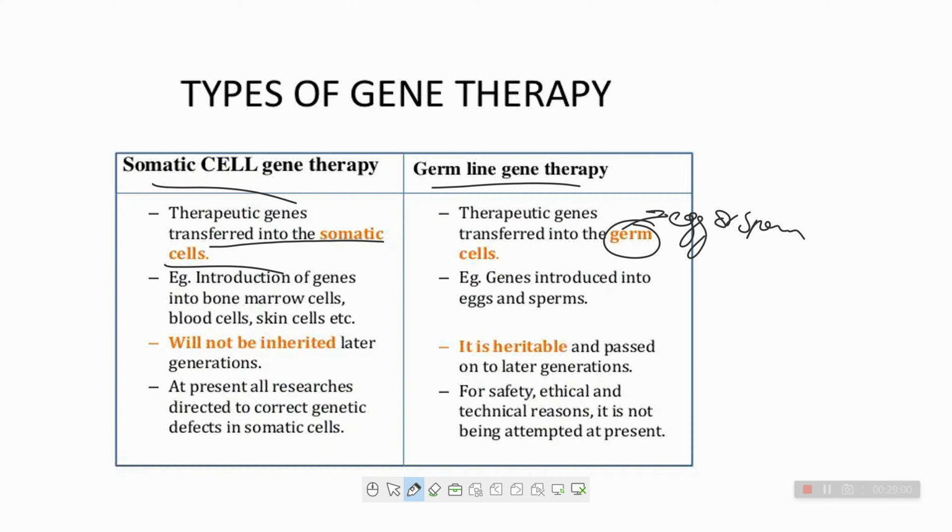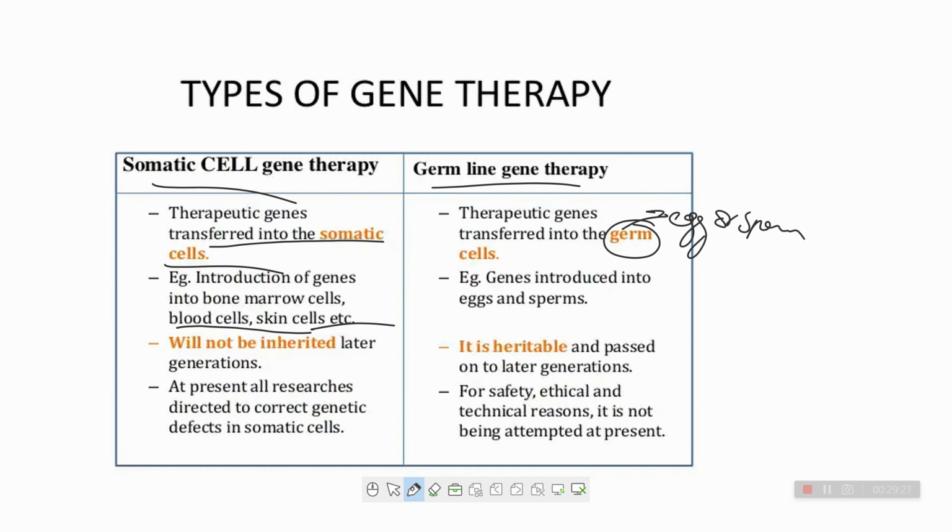Example: introduction of a gene into bone marrow cells, blood cells, skin cells. This is known as somatic cell gene therapy. It will not be inherited in later generations. At present, all research is directed to correct genetic defects in somatic cells. This means somatic cell gene therapy will not be transferred from generation to generation. Why?